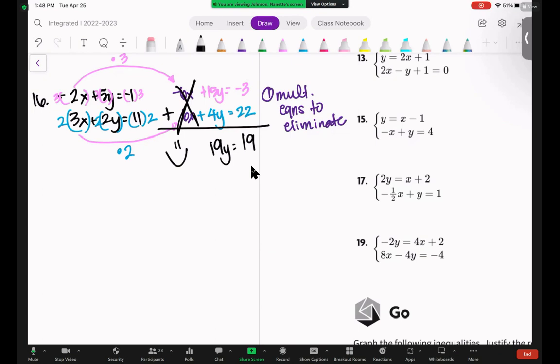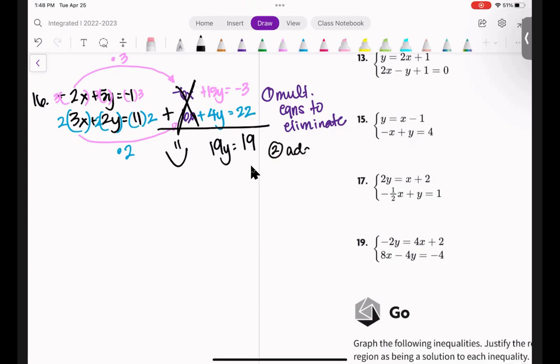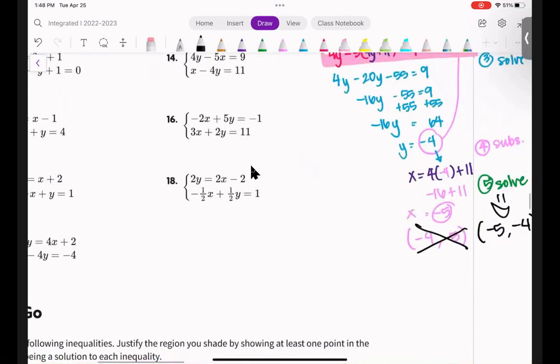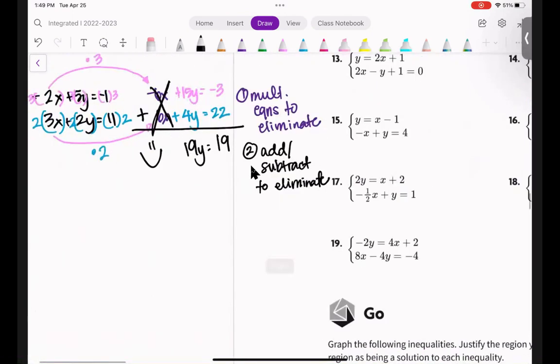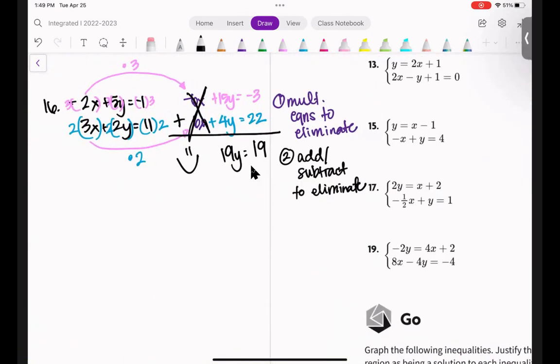Okay. So I forgot to say to add or subtract to eliminate. Okay. Now the rest of this is going to look like this. Then you're going to solve, then you're going to substitute, then you're going to solve. So only the very beginning is where elimination and substitution differ. The rest of it is exactly the same. So y equals 1.